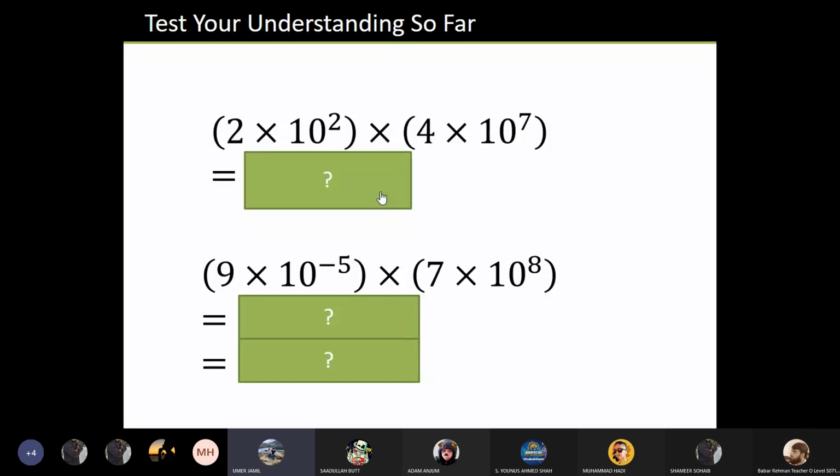The bases will remain the same, and the exponents, the indices, will be added. So 8 multiplied by 10 to the power of 9. 8 is in the standard form, so this will be our answer. Please reveal the answer. Yes. This will be 6.3 multiplied by 10 to the power of 3.